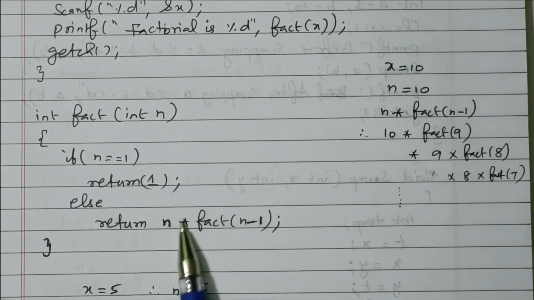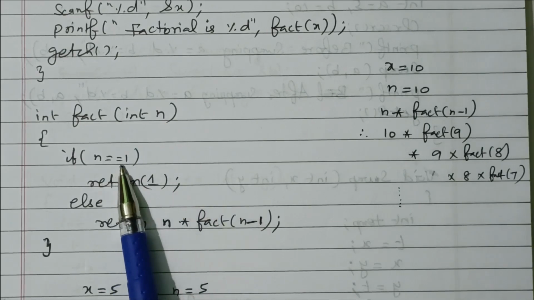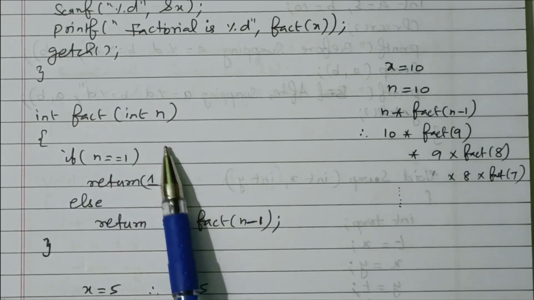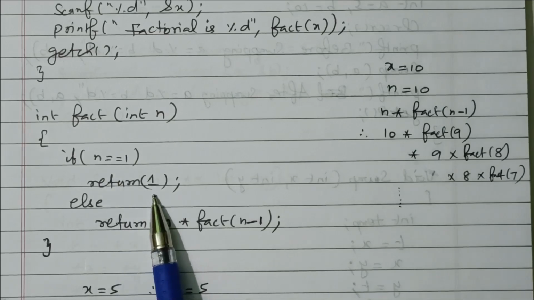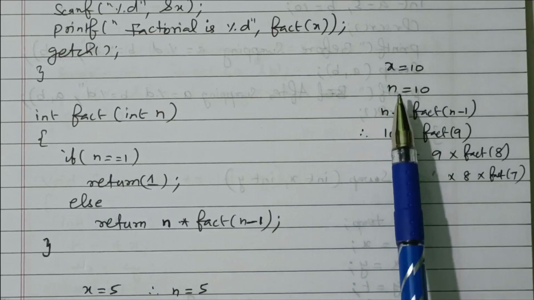Again it will go like that. Until n equal to 1, it will call the function again and again. When n equal to 1, it will return 1. Right? Now we'll see, here one example is available.